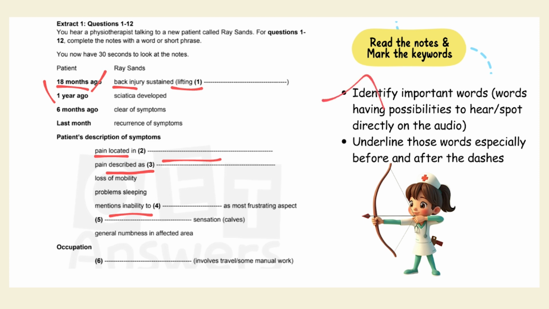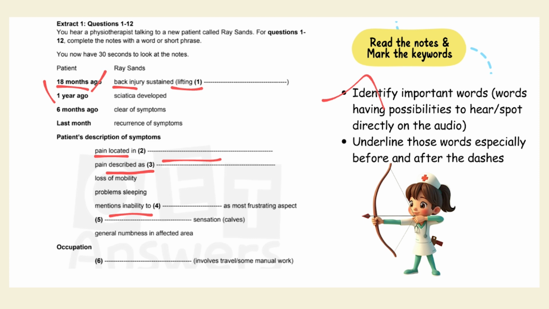So, identify, first bullet point: identify important words having possibilities to hear, to spot directly on the audio. Wherever you are marking the keywords or the words, that would help you to spot the information directly on the audio. In the audio, this information only they have given as a question here, like you can determine.